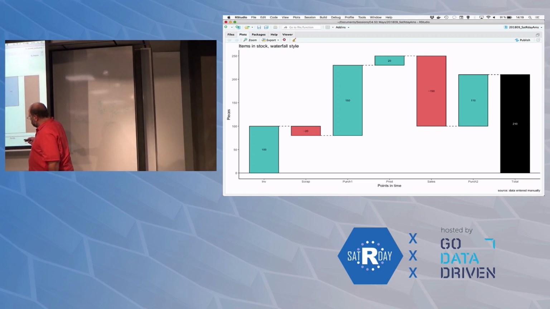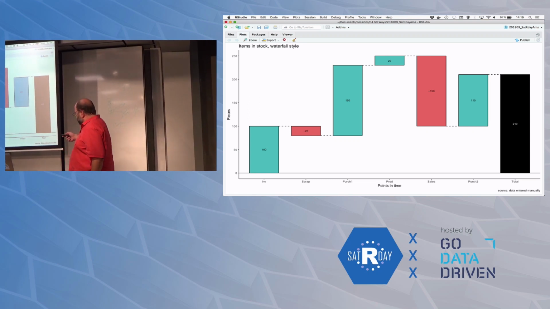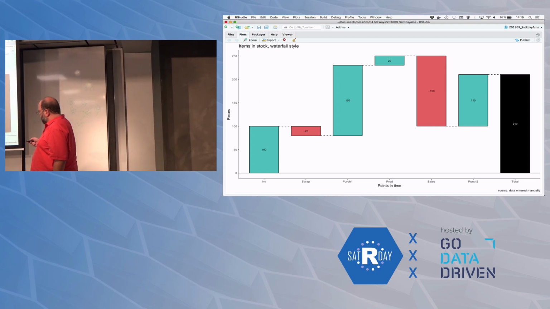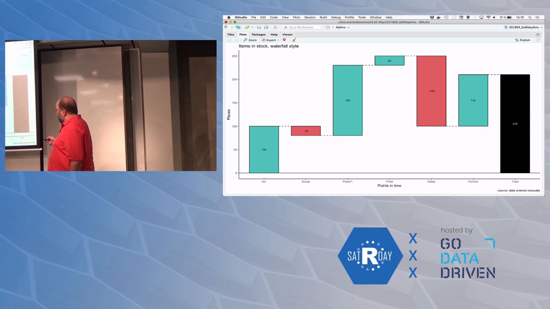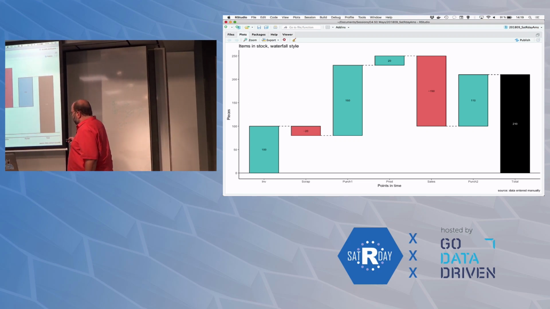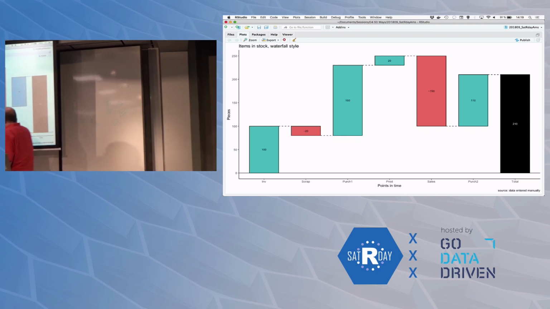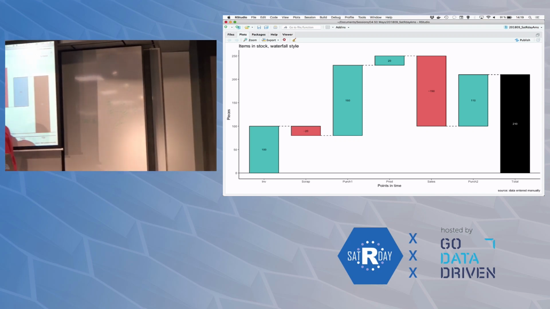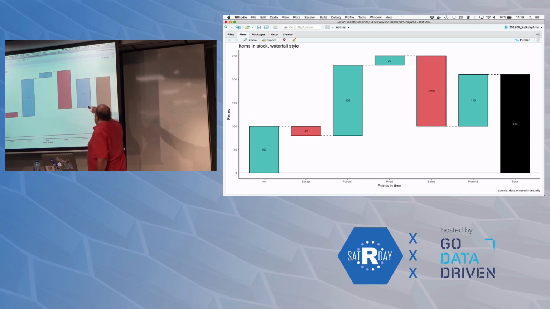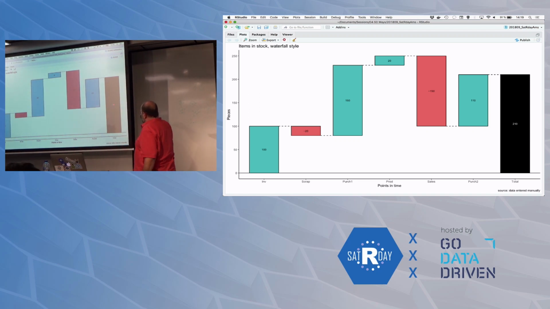Okay? So yeah, well, the waterfall is nothing special. You start with your initial value, and then you can see how it develops through time, and taking some away and adding some on top, and so on and so on. And at the end, the final value is calculated automatically, which is the total at the end of your time.